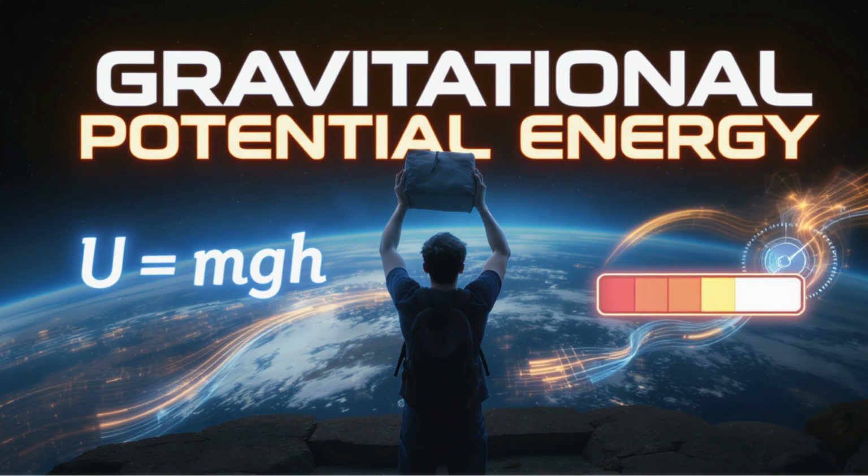Increase the height, you'll store more energy. Mass goes up, potential rises steadily. Gravity is constant near Earth's surface zone, 9.8 meters per second squared. Well known at the top position, maximum potential stored.